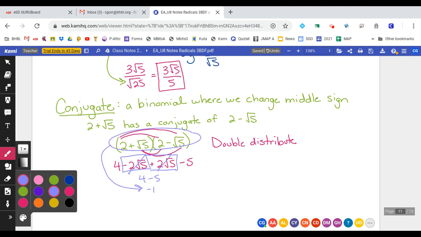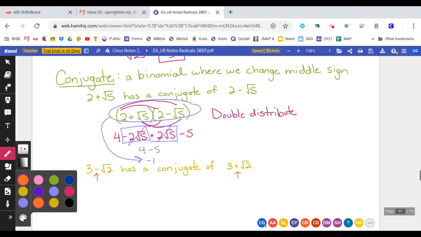Now notice there's no radicals, okay? If I had something like 3 minus radical 2, it has a conjugate of 3 plus radical 2. So again, the only thing we're doing is changing the middle sign.